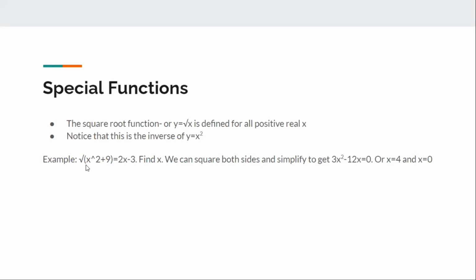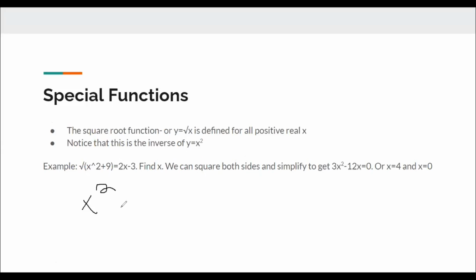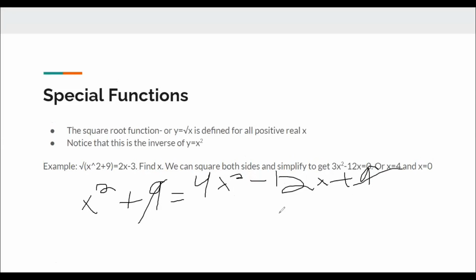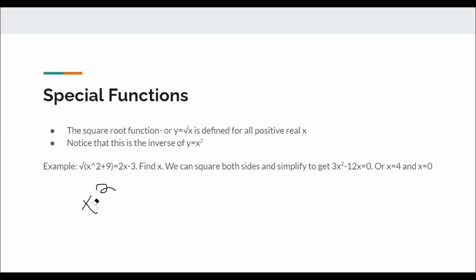So here's an example. The square root of x squared plus 9 is equal to 2x minus 3. Find x. You square both sides. I went pretty fast here. So x squared plus 9, if you square both sides, is equal to, you can use a minus b whole squared, and you're going to get 4x squared minus 12x plus 9. Pretty easy right there. And then you can cancel these 9s. And then you're going to get 3x squared minus 12x is equal to 0, right? So one solution is x equal to 4, and the other is x is equal to 0. So that was the square root function.